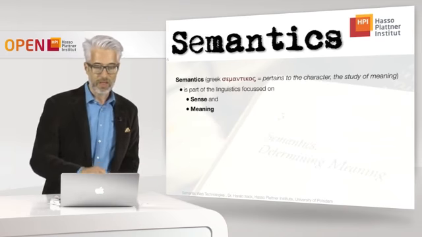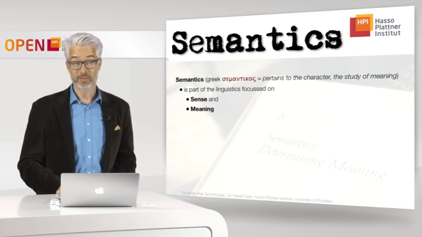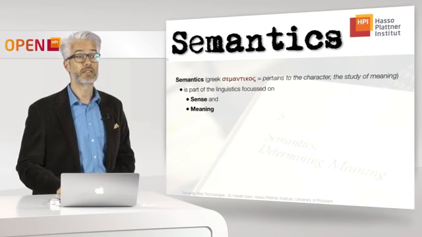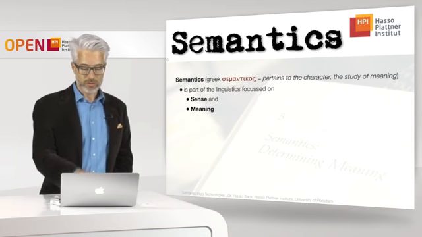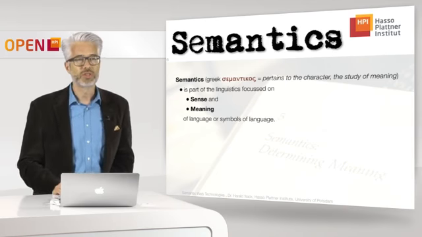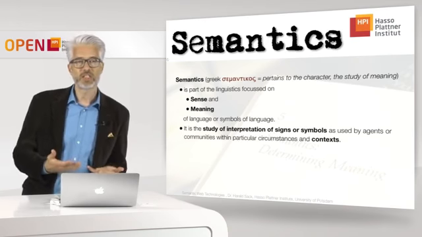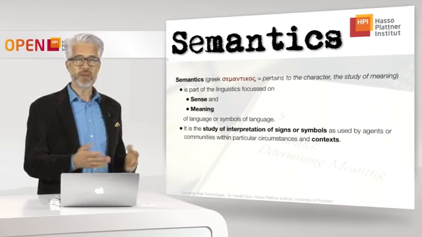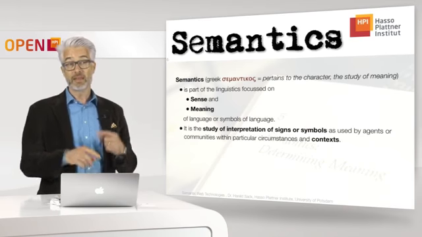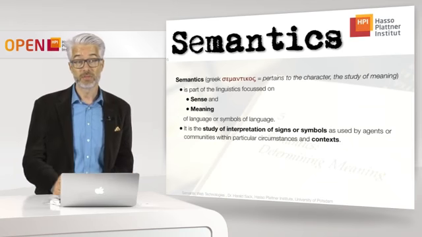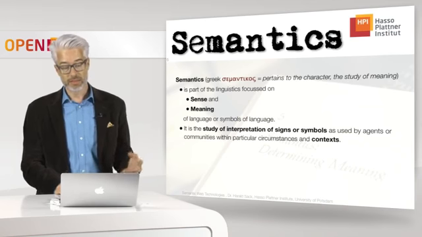And then we have to look at the semantics. Semantics is also a Greek term, semantikos. It means pertains to the character or the study of meaning. And it's part of linguistics. And there it is focused on sense and meaning of language or symbols of a language. So it is the study of interpretation of signs or symbols as used by agents or communities within particular circumstances and contexts. This means that the meaning or the sense of the symbol depends on the context or the circumstances in which these symbols are used.